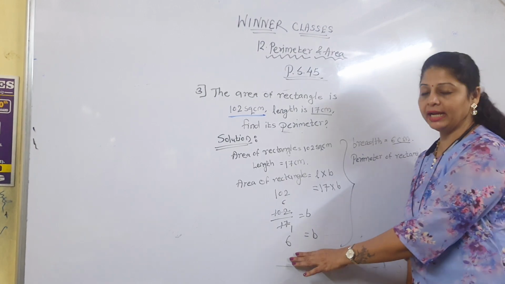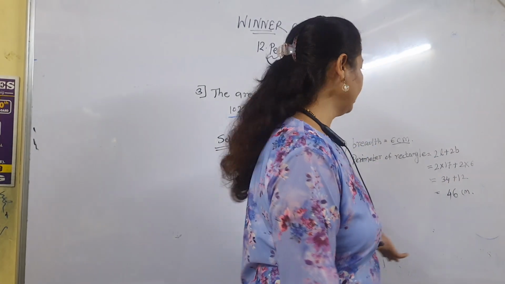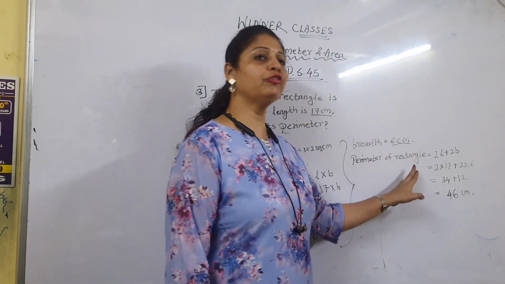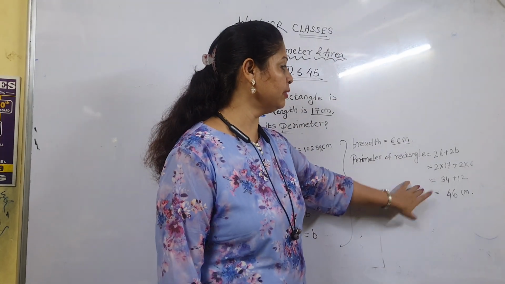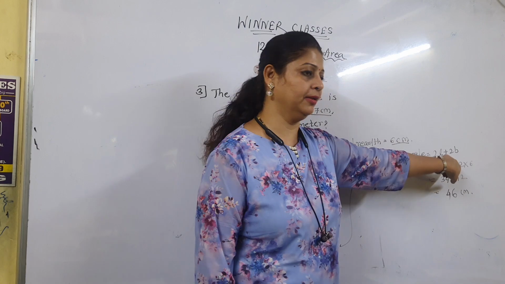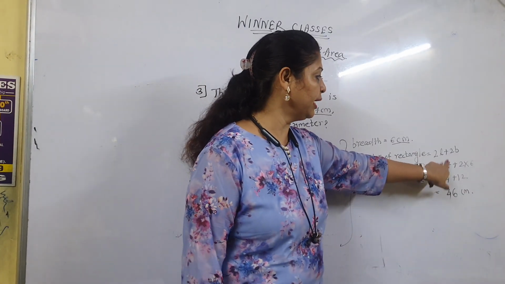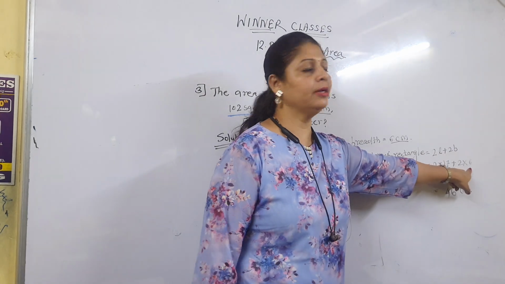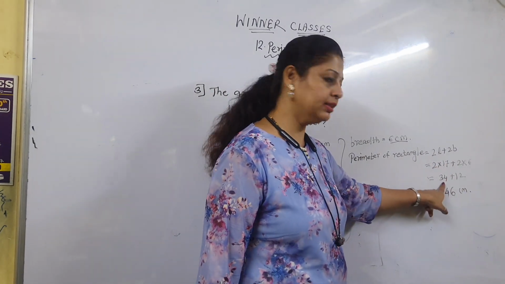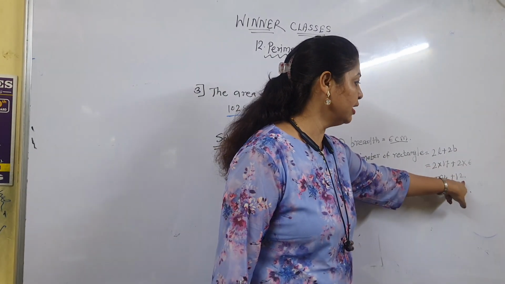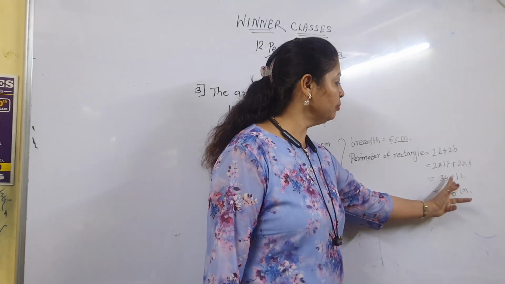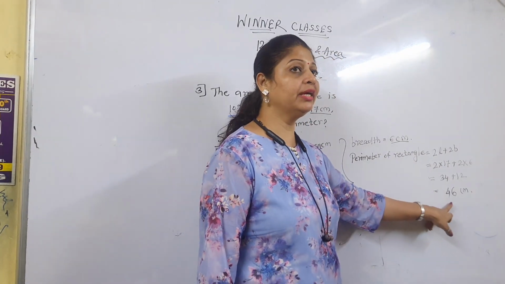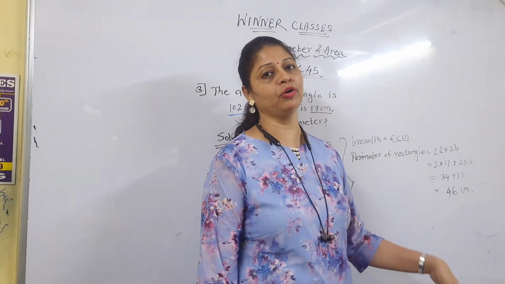Now we get breadth. Now what do we want? Perimeter. So write down the formula of perimeter. What is the formula of perimeter? 2L plus 2B. So 2 multiplied by L, 17, plus 2 multiplied by B, 6. So 17 twos are 34 and 6 twos are 12. Both the numbers we have to add with each other, then we get 46. That is the perimeter of that rectangle.